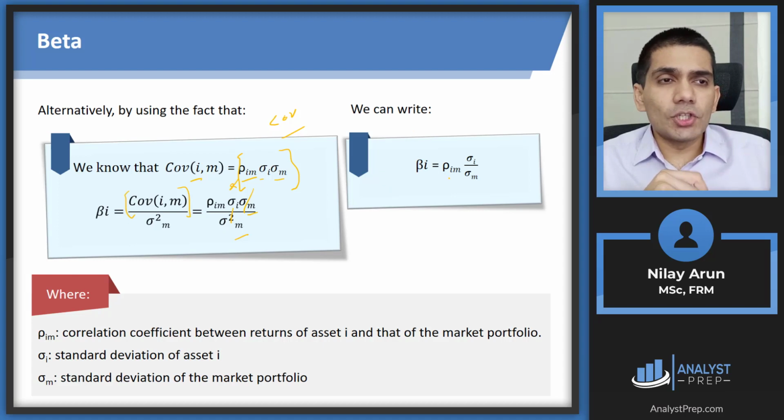You have the correlation between the asset and the market multiplied with the standard deviation of the asset divided by the standard deviation of the market. So that is the second formula that you can remember. So if you want, you can remember both the versions, or if you are comfortable with remembering the expanded formula for covariance, then you can just do it on the spot. So completely depends upon you.